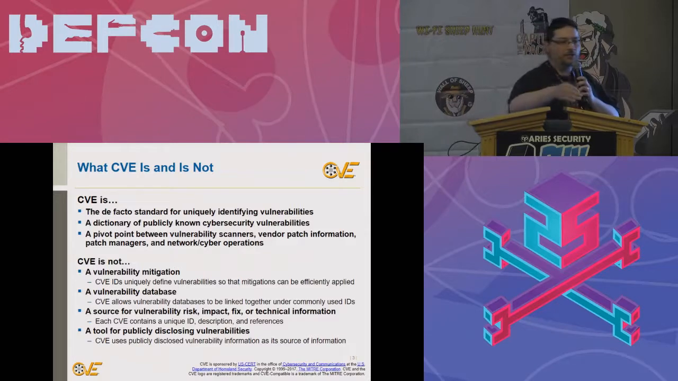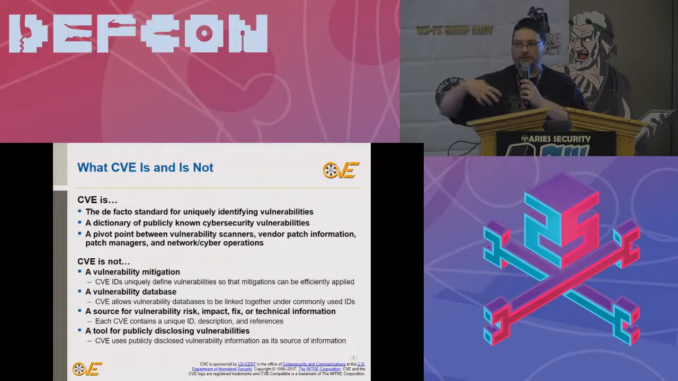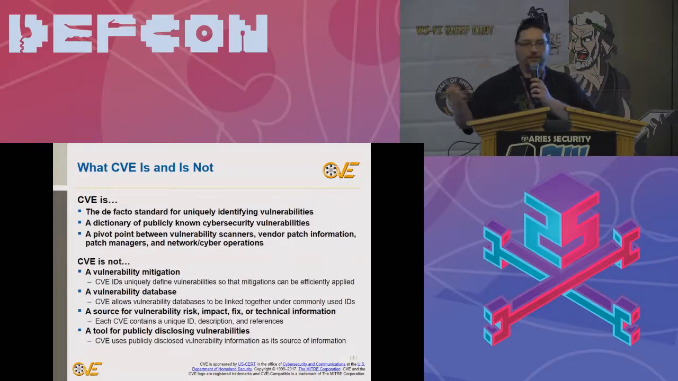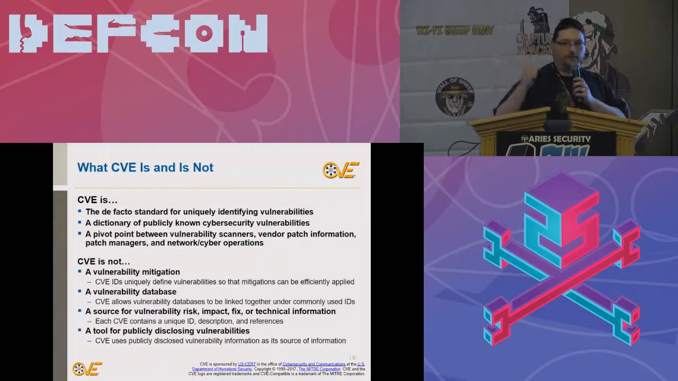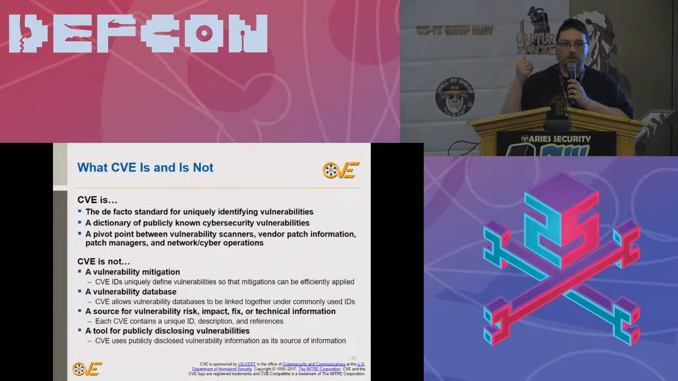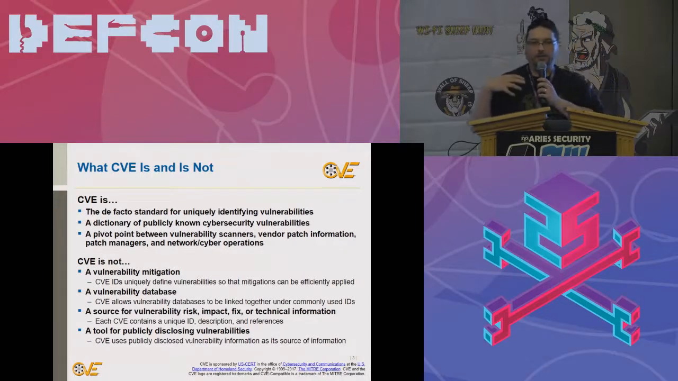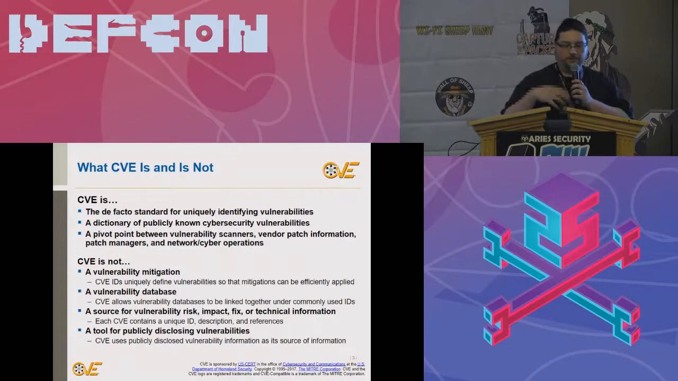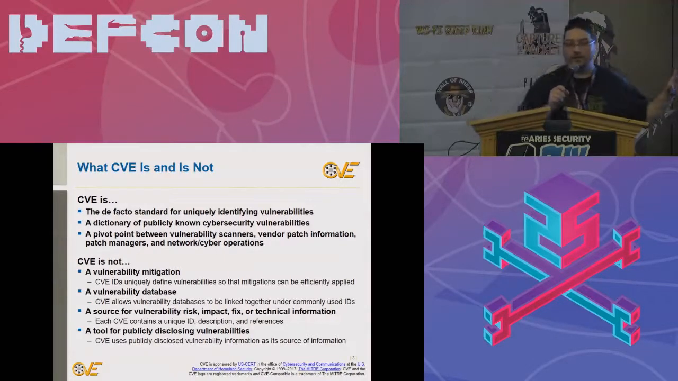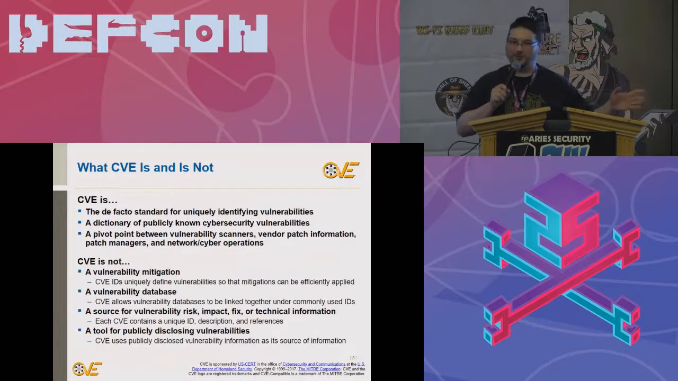For example, the National Vulnerability Database, NVD, is a consumer of our information. They take that information in, and then they add to it. They add CVSS scores and other references. They add things like risk assessment or attack vectors, stuff that we don't necessarily publish in ours. And that's done purposely. We're not out there to compete with vulnerability vendors. We're just there to name the vulnerabilities.